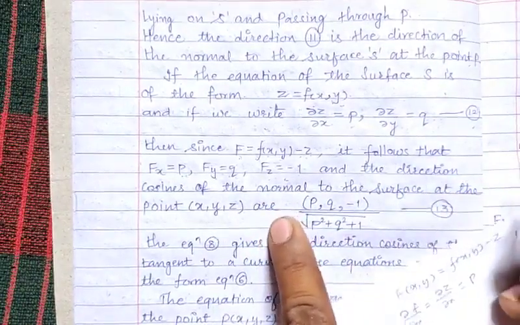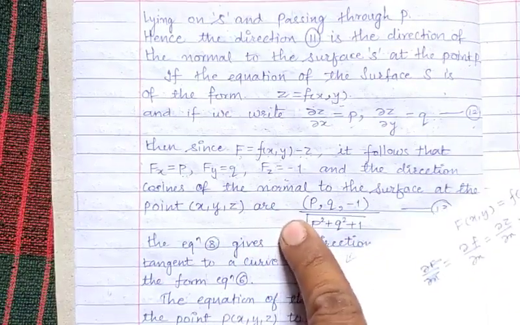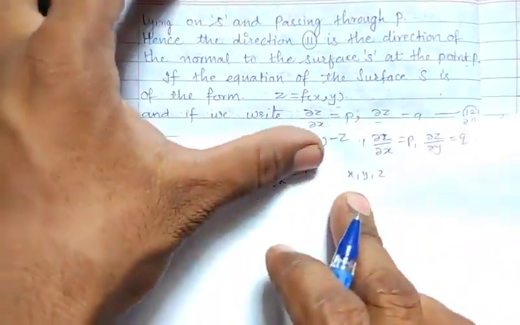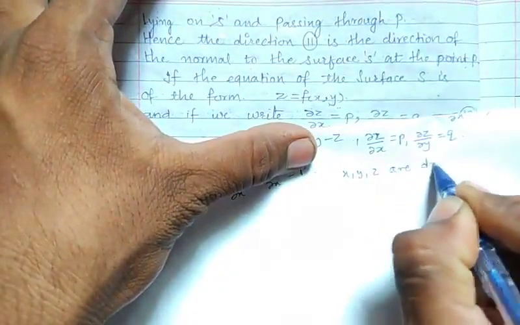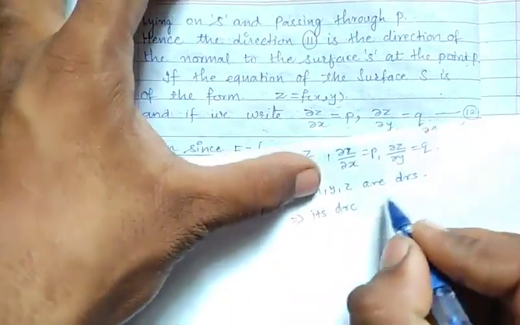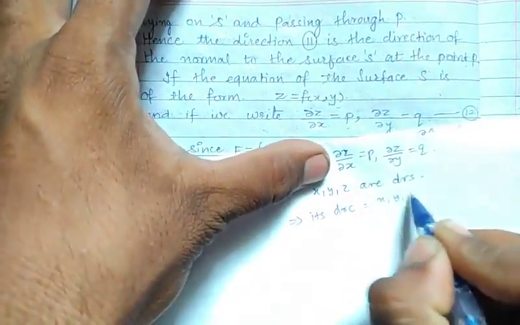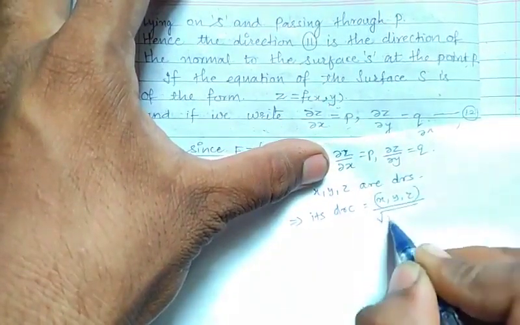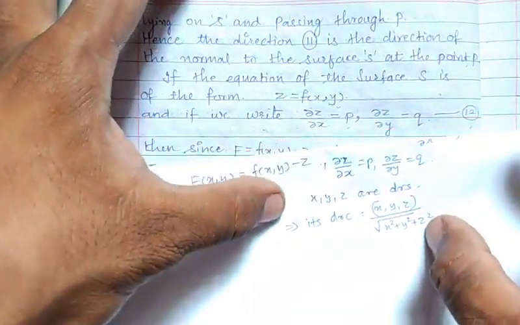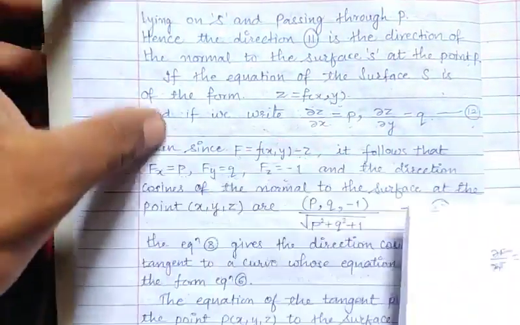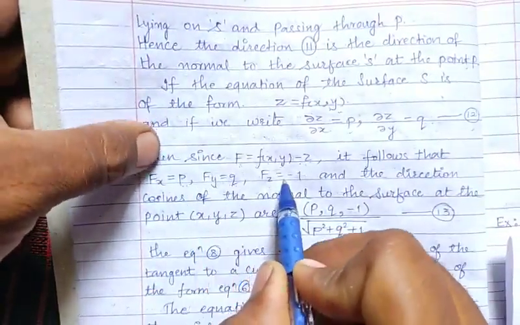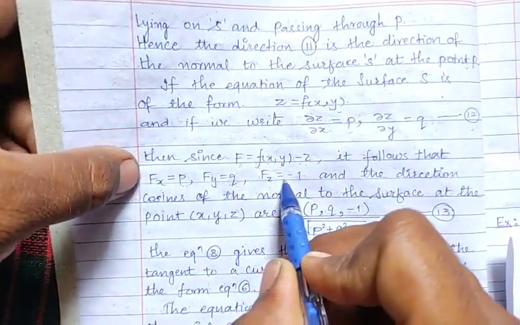What is the formula for direction cosines? Suppose x, y, z are direction ratios, then its direction cosines are defined by x, y, z upon square root of x squared plus y squared plus z squared. Okay, so this is the formula to calculate direction cosines. So here, what are the direction ratios? p, q and minus 1 are the direction ratios. So from that we have to calculate its direction cosines.